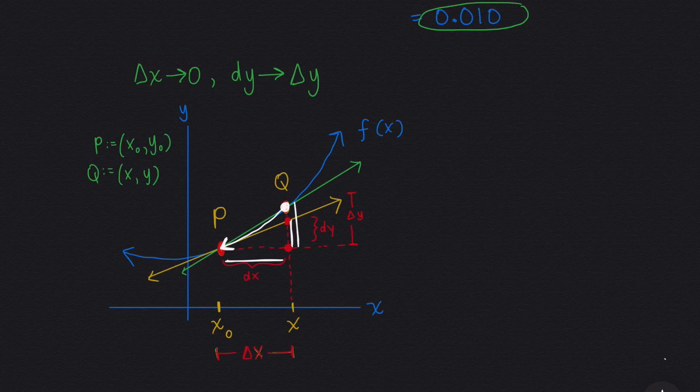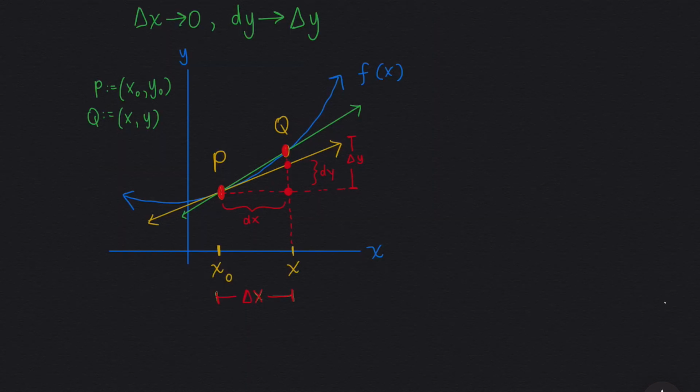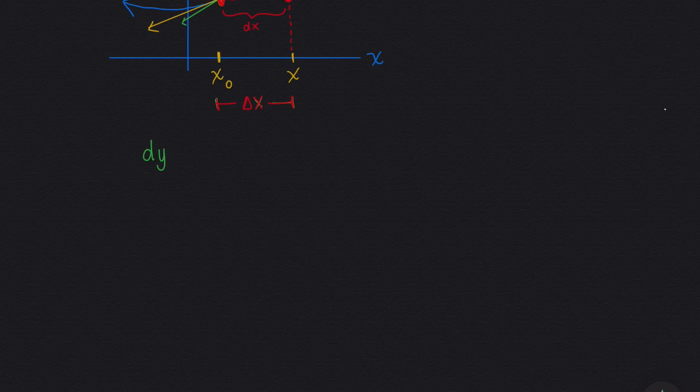As we bring x closer to x naught, this distance will be closer to this one, as we can see by these drawings here. Now from these observations we can come up with something really cool. Since the differential of y, or dy, is getting closer and closer to the actual change in y, we can say that dy is approximately equal to the change in y.